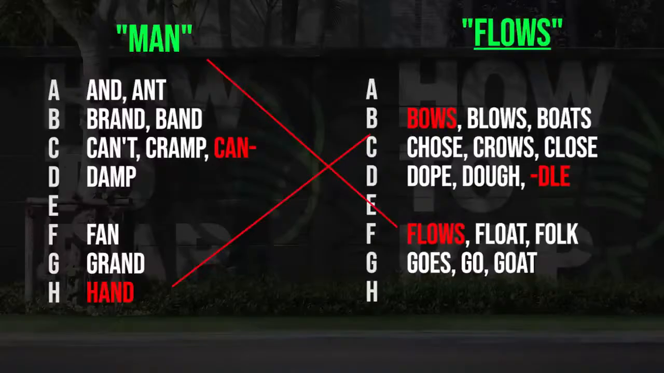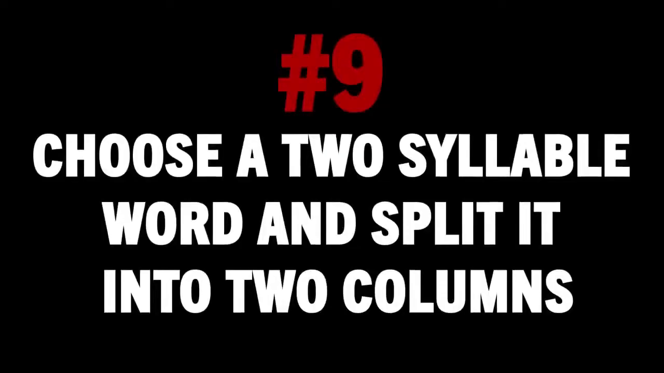Now, we go even further into this in our beginner to Eminem rhyme schemes video, which you can find by visiting the 3rd link in the video description or just up on the screen. But let's lock in what we just did there in the next step. Step number 9 is choose a 2-syllable word and split it into 2 columns.